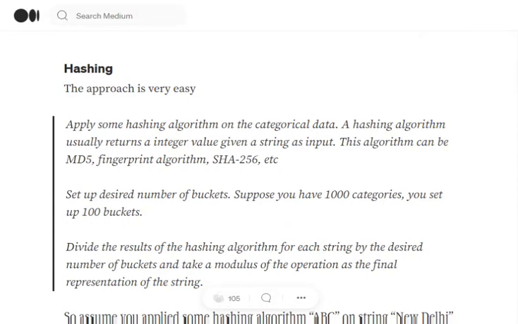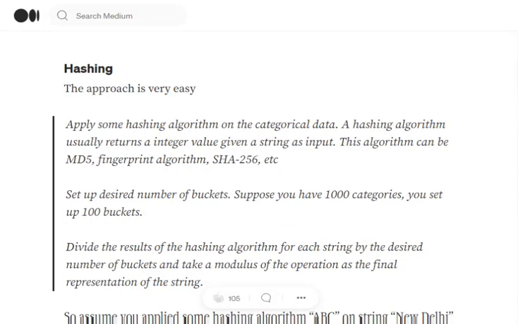Now, we set up a desired number of buckets. Buckets represent the total number of representations we wish our categories to fall in. Assume that we have 1,000 categories and we set up 100 buckets. So all the 1,000 categories would be represented by 100 values now. You can see how we are tackling high cardinality using hashing.